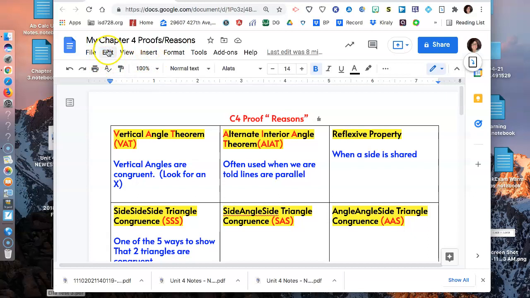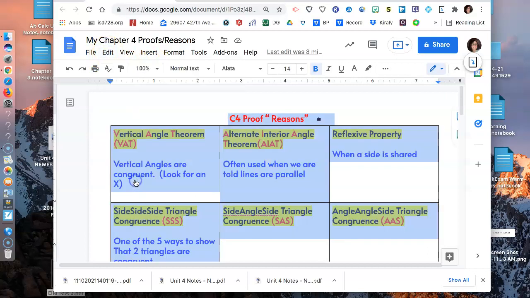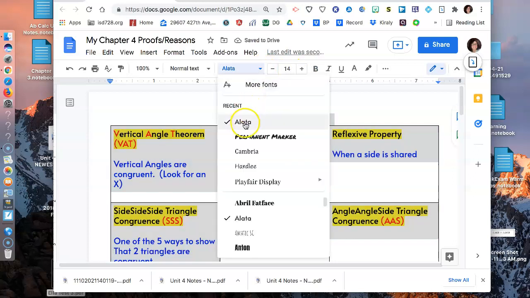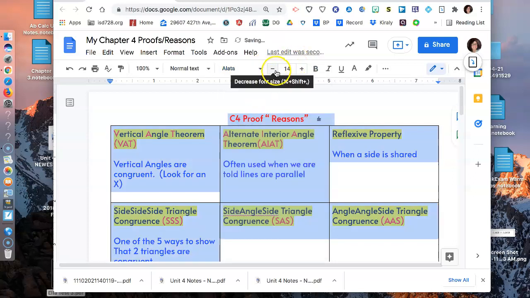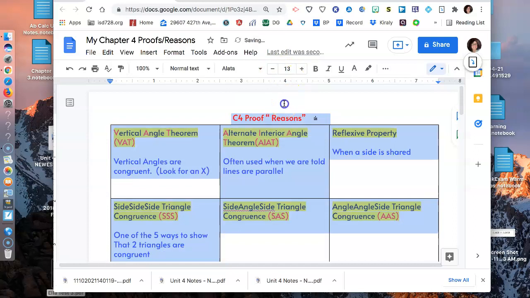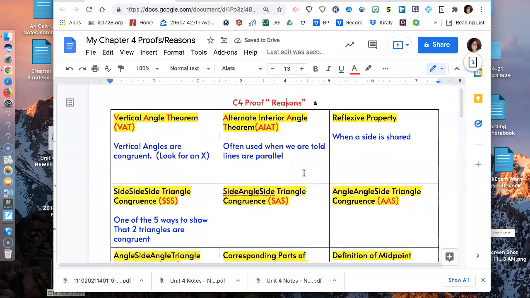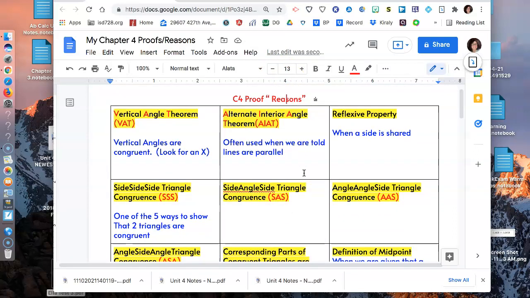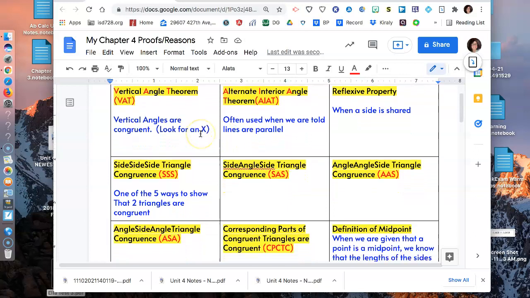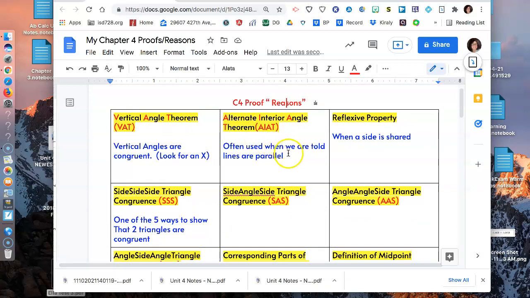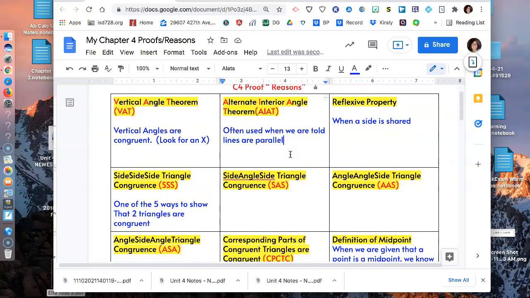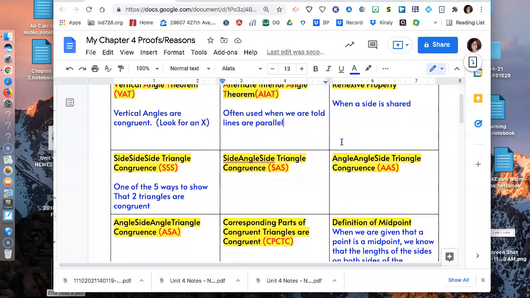I suggest you do an edit. Select all, make it all bold and all the same font. I like Alada. And then make it as big or small as you want it. And just scroll through here and update. We did vertical angles in class, so that should be on there. Alternate interior popped up yesterday, so you'll probably need to type that. Reflexive is old.